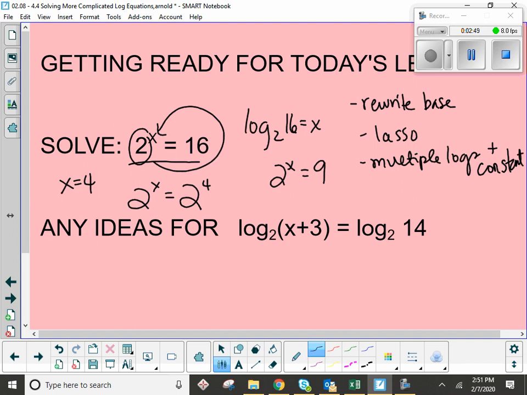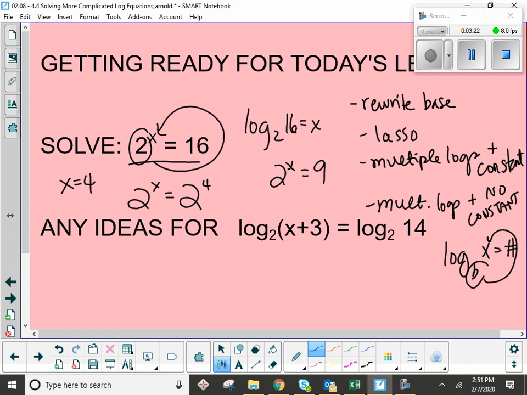Because what we would do there is condense the logs so that you only had one on one side. And then you had a constant on the other. And the reason why we would do that is so we could lasso. Then we would lasso. And we would solve. Today's method is this. We have multiple logs and no constant. And that's another method.